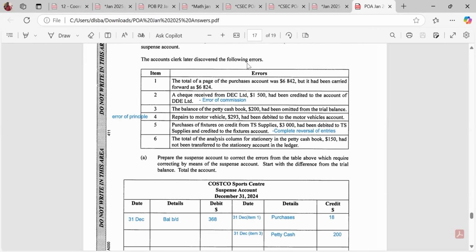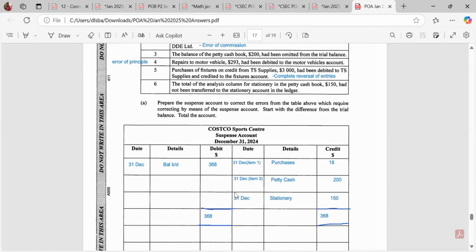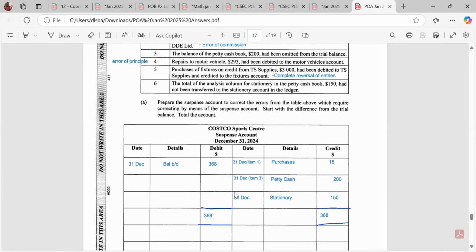Then it said the accounts clerk discovered the following errors. And then the question asked, so it is important to read the question. Prepare the suspense account to correct the errors from the table above, which require correcting by means of the suspense account. That means for this part of the question, all they're looking for is the errors that would affect the suspense account. Start with the difference from the trial balance, and then total the account. Now, once you correct all of the errors that were in the suspense account, there should be no balance remaining. Your debit side should be equal to your credit side. If that doesn't happen, then most likely you forgot something or you made a mistake, right?